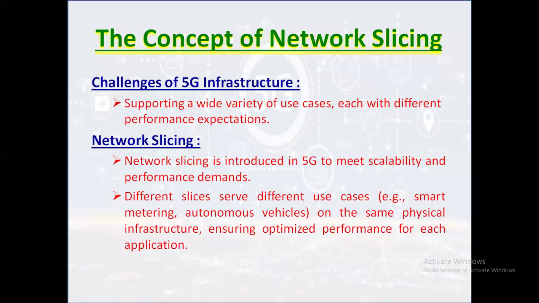Each network slice can be tailored to meet the specific requirements of different use cases, ensuring optimized performance for each application. For instance, one slice can be dedicated to smart metering, focusing on scalability and continuous data transmission, while another can be designed for autonomous vehicles, prioritizing ultra low latency and high reliability.